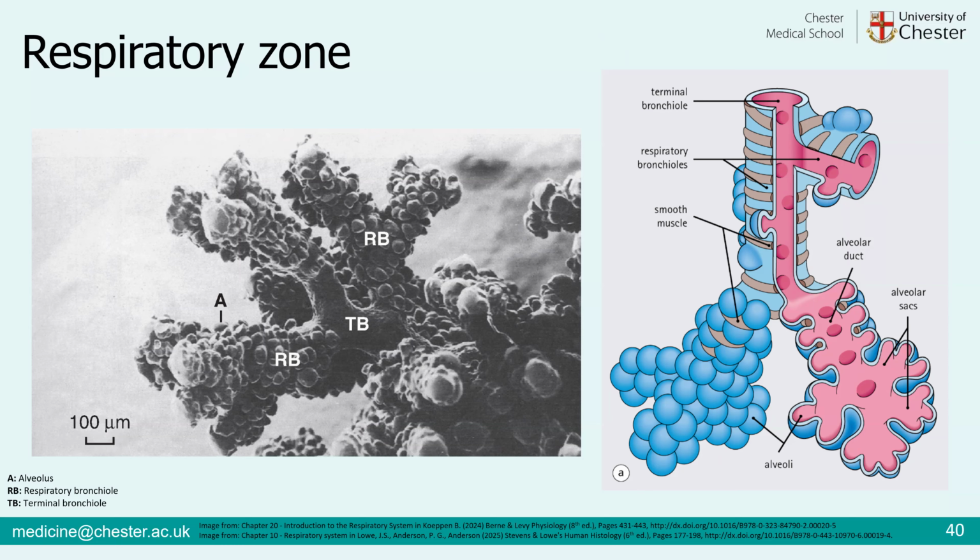So you can see the terminal bronchiole up here, the respiratory bronchiole, some little alveoli protruding off the side, but those respiratory bronchioles will then branch to form these alveolar ducts, which have alveoli branching off either side, and then these alveolar sac structures here. So this is where we see all of that gas exchange taking place.